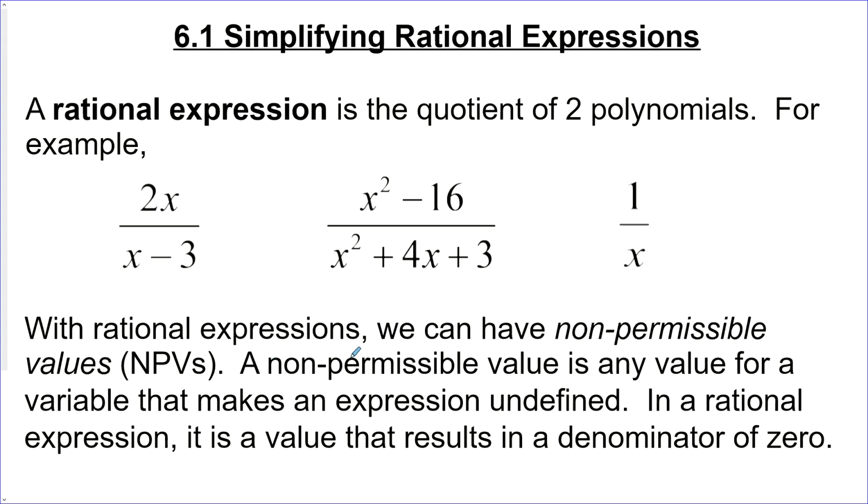With rational expressions, we can have non-permissible values. Since that's too long to write, we're just going to call them NPVs for short. A non-permissible value is any value for the variable that will make the expression undefined. In this case, it's any value of the variable that will make the denominator 0, because then we'll be dividing by 0, and we can't do that. So for the first one, if we put 3 in here, 3 minus 3 is 0. So 3 is not allowed to happen. It would be our non-permissible value.